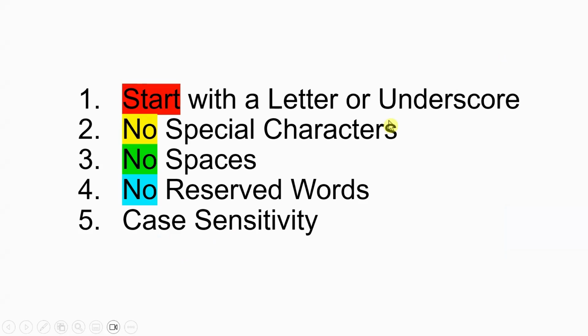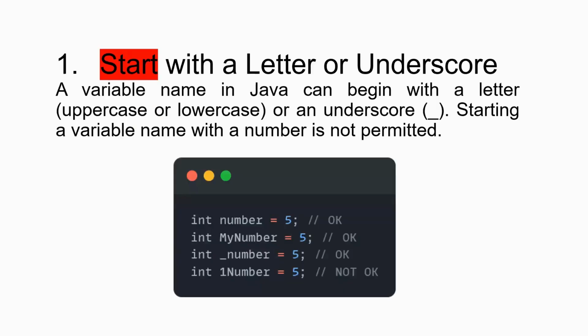The first is to start with a letter or underscore. Every variable that you declare in Java needs to start with a letter or underscore. The second one is your variable should not have special characters. The third one is no spaces. The fourth is that the variable should not be a reserved word, or what we call a Java keyword. And finally, we need to know that Java variables are case sensitive. Now let's look into each of these rules with some specific examples.